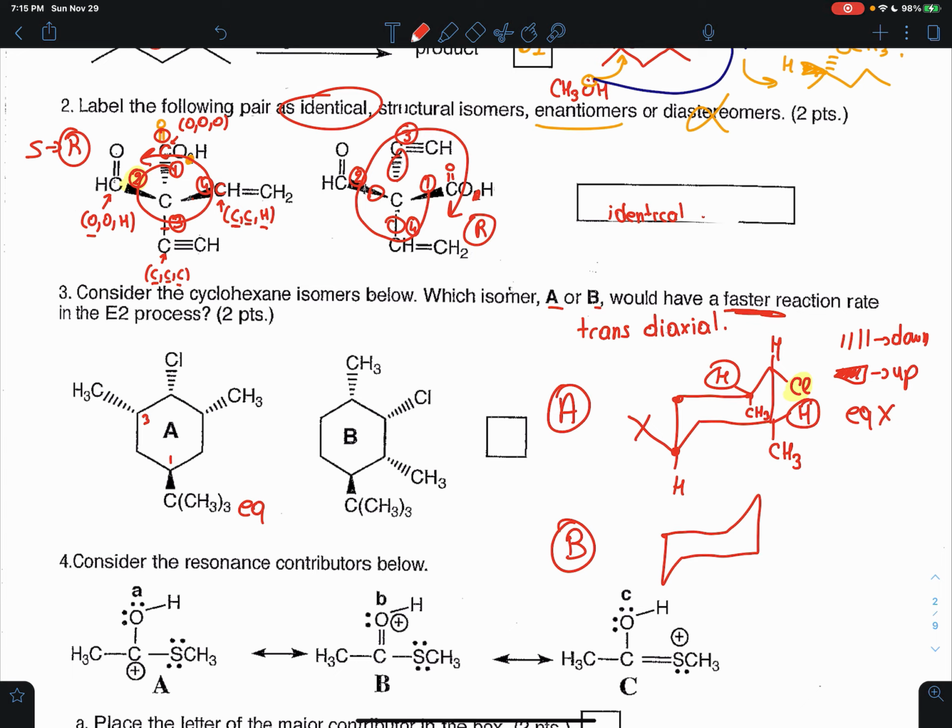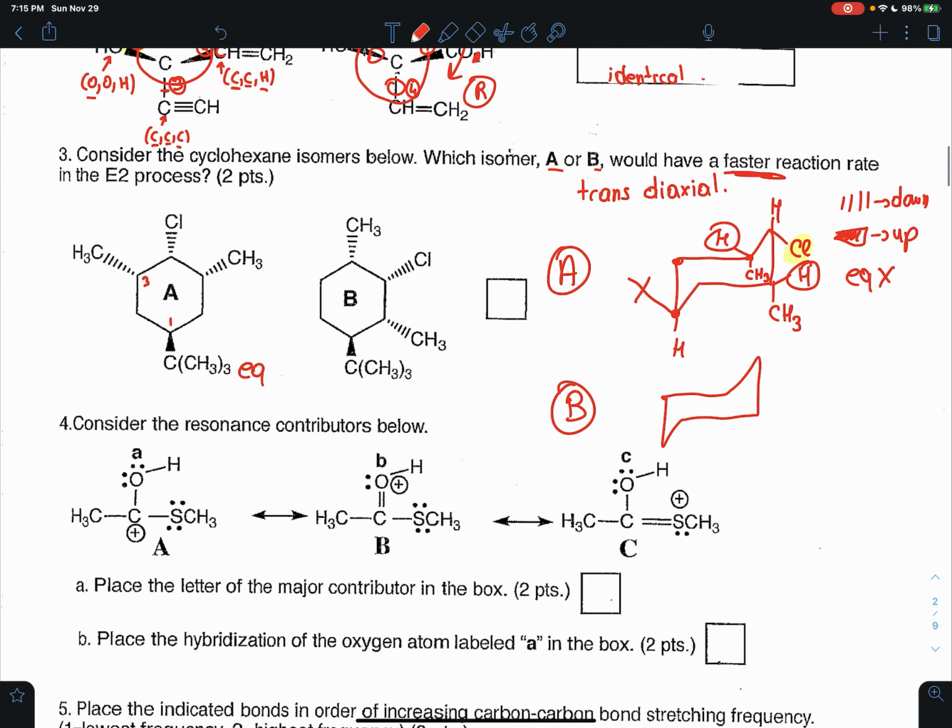Now, moving to the second one. Now we know it's not A, so it has to be B, but let's just do it. Again, we'll do the same thing. We'll start by putting the tert-butyl on the equatorial right here. And then we know that this CH3 right here is going to be pointing down. In this case, down is going to be on the equatorial, CH3. And then the hydrogen right here.